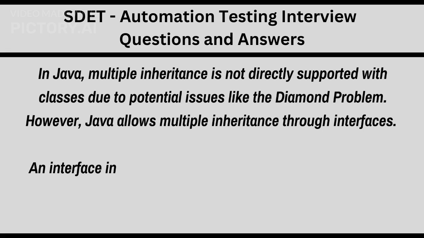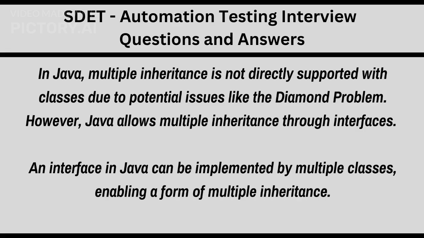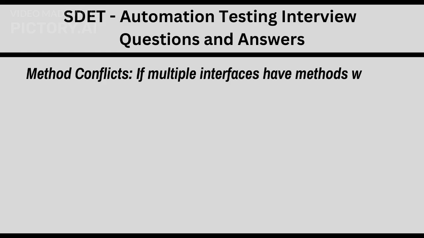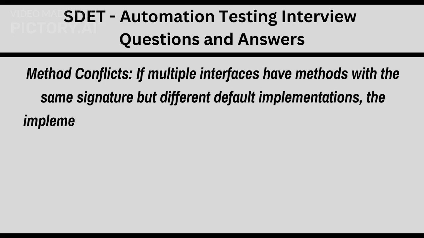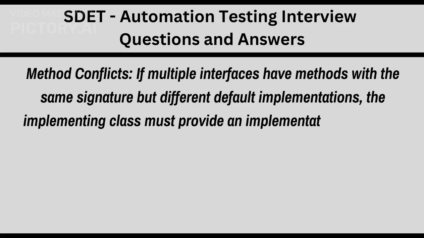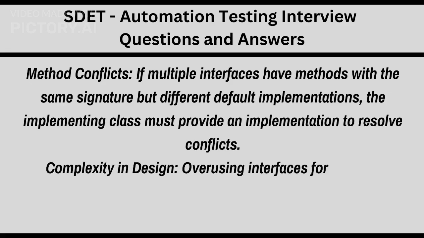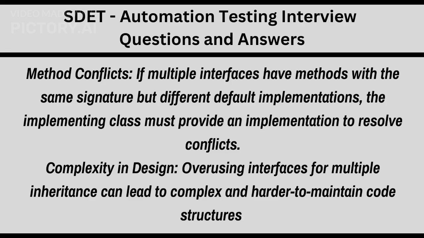An interface in Java can be implemented by multiple classes, enabling a form of multiple inheritance. Method conflicts: if multiple interfaces have methods with the same signature but different default implementations, the implementing class must provide an implementation to resolve conflicts. Complexity in design: overusing interfaces for multiple inheritance can lead to complex and harder to maintain code structures.